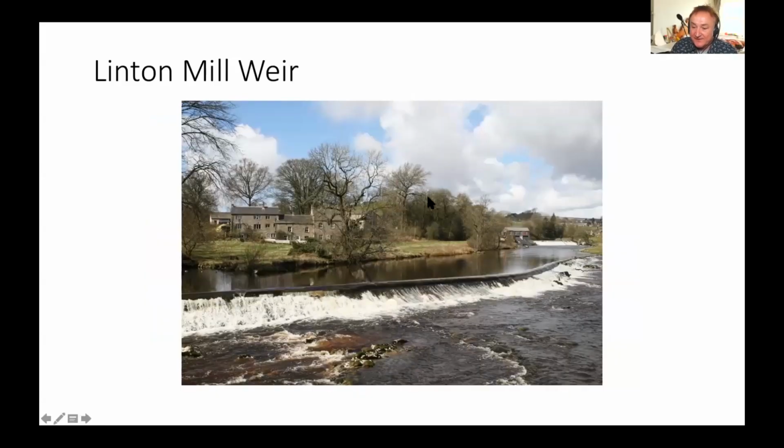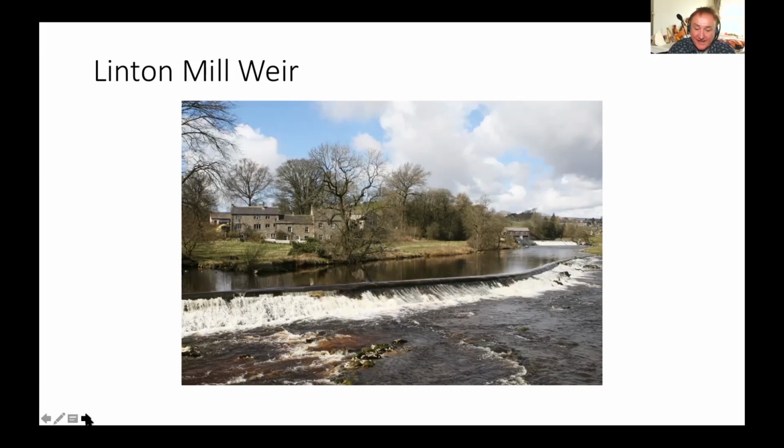So further down, you can see where the hydro is up there. This is Linton Mill. So that's the weir at the top there feeding the hydro. And this is the further weir, further down here, that fed into Linton Mill. And you'll see that on the bit of film a bit later on, because the water here comes into a leat, which then feeds into the mill itself.